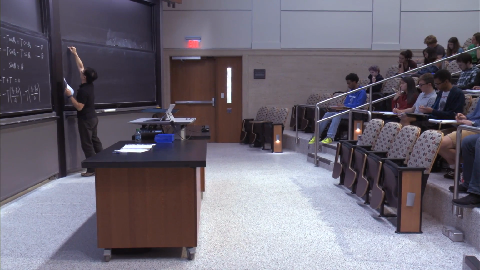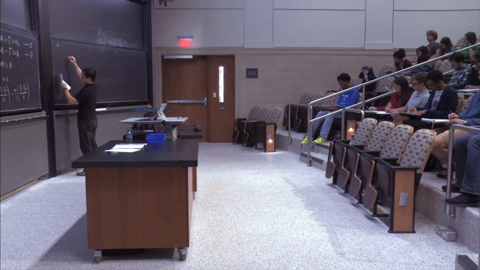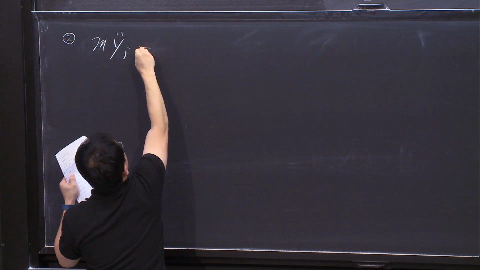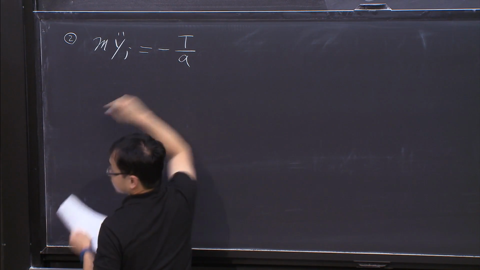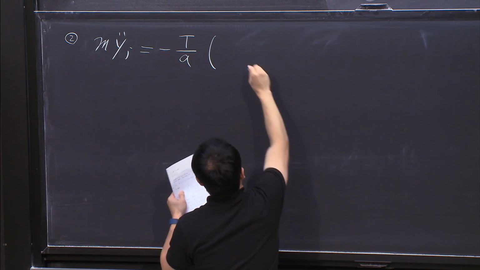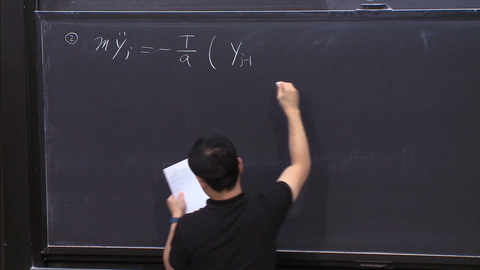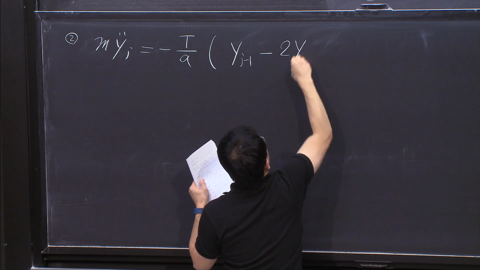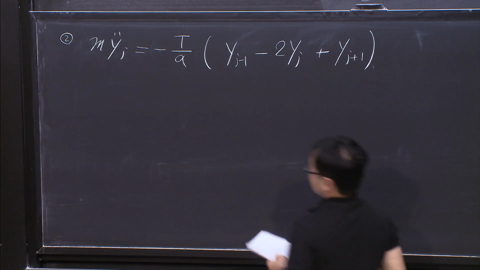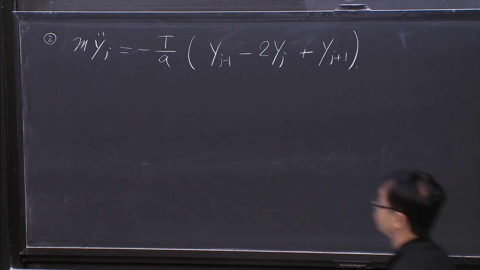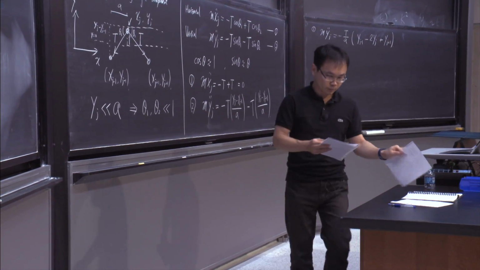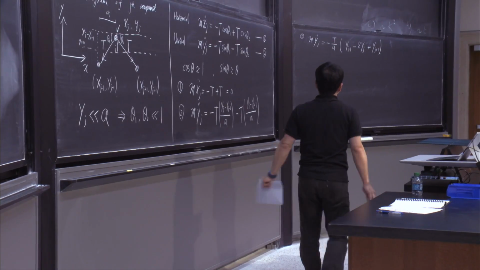Okay, so now I can actually simplify equation number 2. Basically what I'm going to get is m yj double dot will be equal to minus T over a. Basically, I take T over a out of it again, and I also collect all the terms related to yj minus 1 minus 2 yj plus yj plus 1. I just rewrite equation number 2 in a form which we like more. So that is the equation of motion.